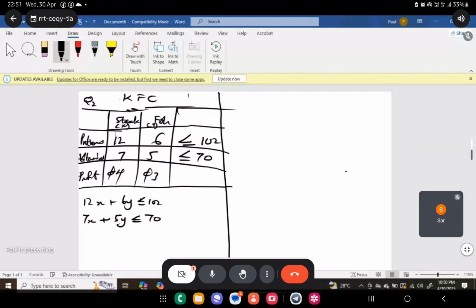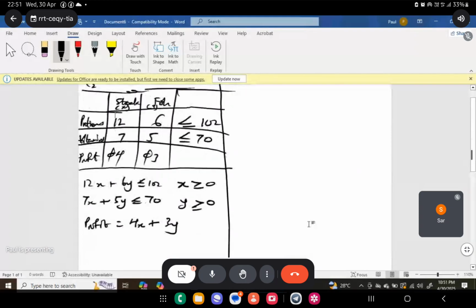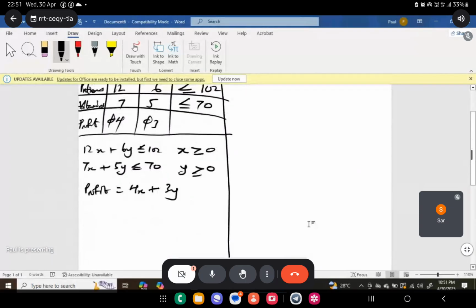Now, when you are done, you see that x is greater than or equal to 0, and y is greater than or equal to 0. Add it to your decision variables. You do this for 2 marks. Then you add your profit function. Profit is equal to 4x plus 3y, that's 4 cedis for steak and 3 cedis for fish. Please, do you understand this? Hello? Yeah, up to this side. You understand up to this side? Good.